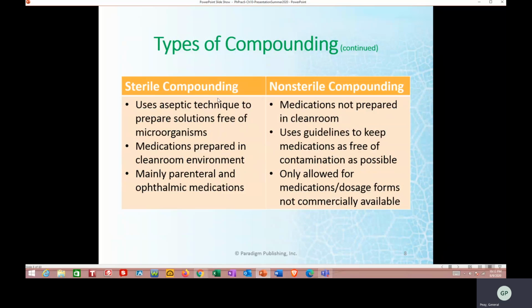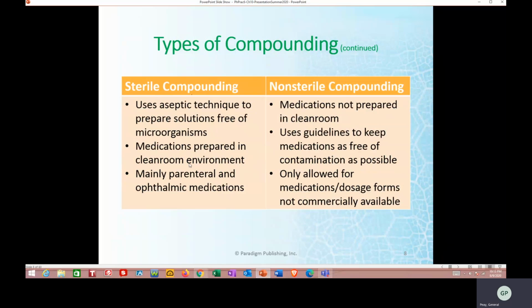So in sterile compounding, you have to follow what is called an aseptic technique. And so this technique actually ensures sterility, because if something is sterile, it cannot have any types of contaminants whatsoever. So sterile compounding uses aseptic technique to prepare solutions free of microorganisms. So this is the big thing. Usually sterile compounding is going inside the body, or is going in the eye, a place where you cannot afford to take a risk of having any kind of contaminants.